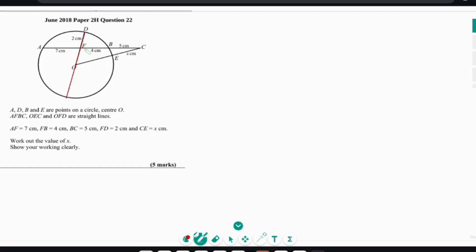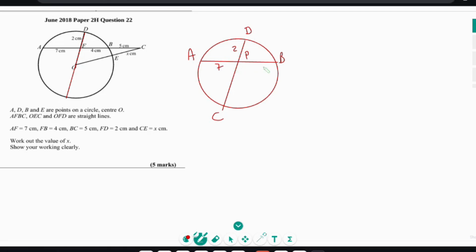I'm just going to bring it out and relabel it. I think it might help. So we've got AB and CD, let's say. Let's say they meet at P. So P is my F. I can leave AB as it is and CD as it is. Got 2, 7, 4. It's this length here I want to work out, x.